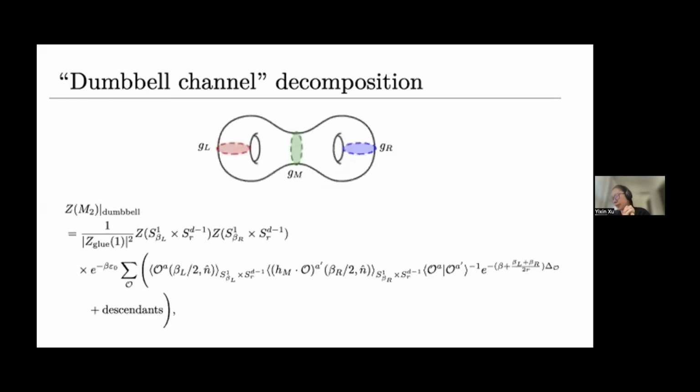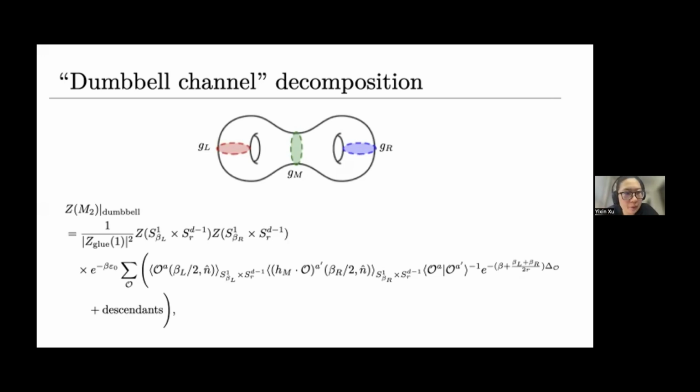Okay, so that finishes the discussion of the representative geometry in both channels. What I want to explain next is to write down the dumbbell channel decomposition of the genus-2 partition function and the sunrise channel decomposition of the genus-2 partition function.